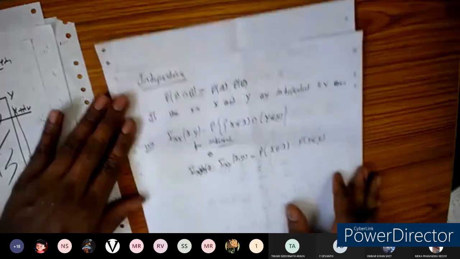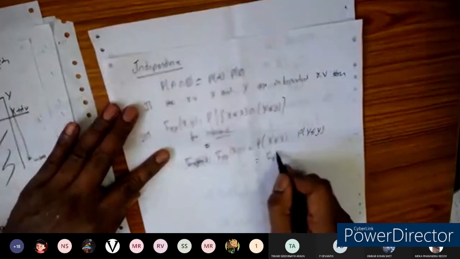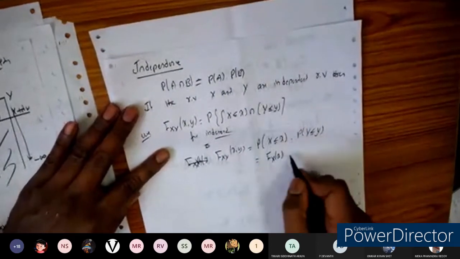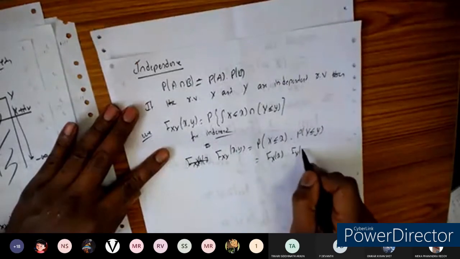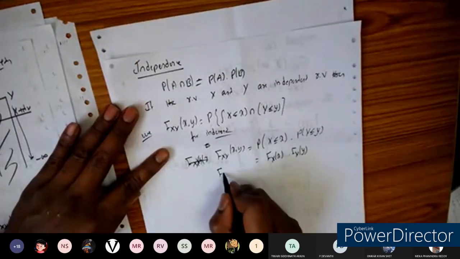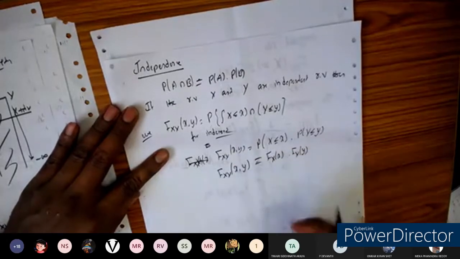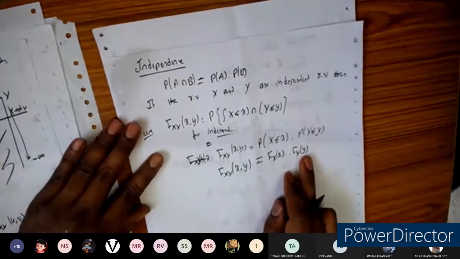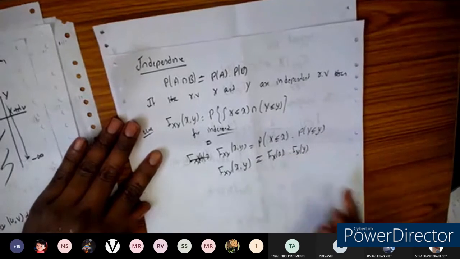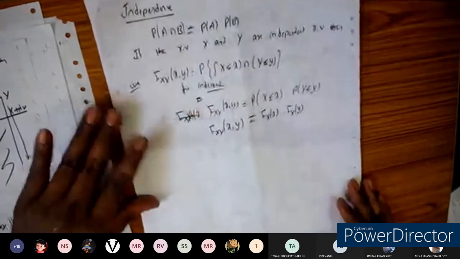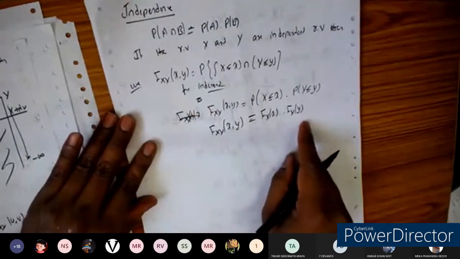So this in turn is nothing but F_X(x), the individual probability, times F_Y(y). So for statistically independent events, the bivariate CDF is equal to the product of the individual CDFs. This is for statistically independent random variables.